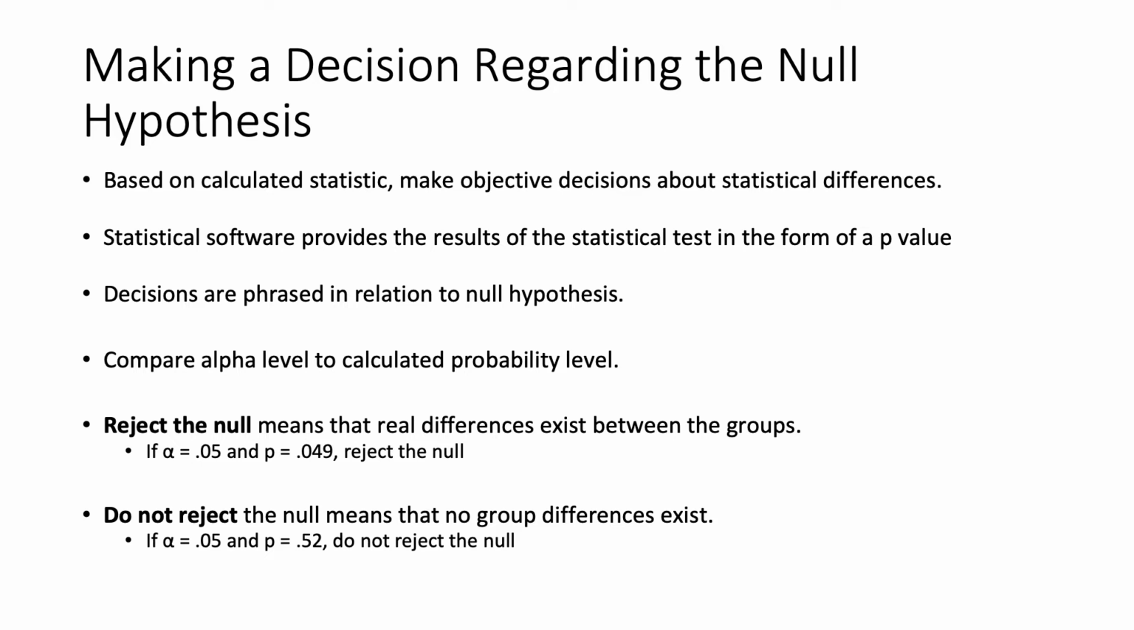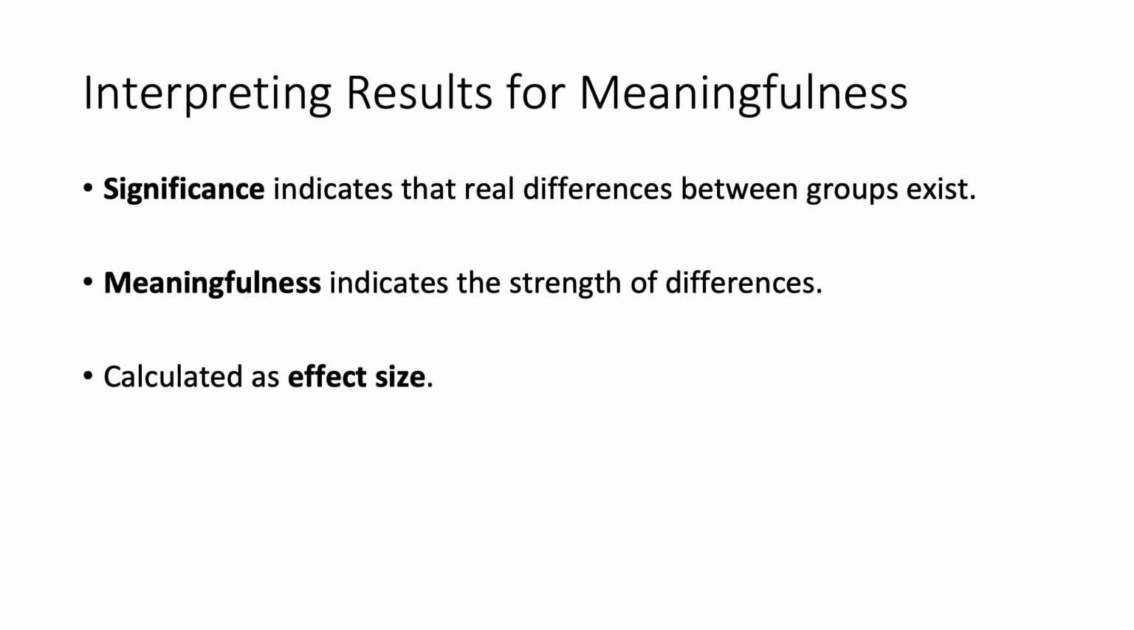The p-value of 0.52 is greater than 0.05, which means that you do not reject the null, or you accept the null. Not only do you have to make a decision about significance, but you also need to determine the meaningfulness of the results. Statistical significance indicates that a real difference occurs between the groups, but meaningfulness indicates the strength of differences. We can determine the strength of meaningfulness by calculating the effect size, which we discussed previously.